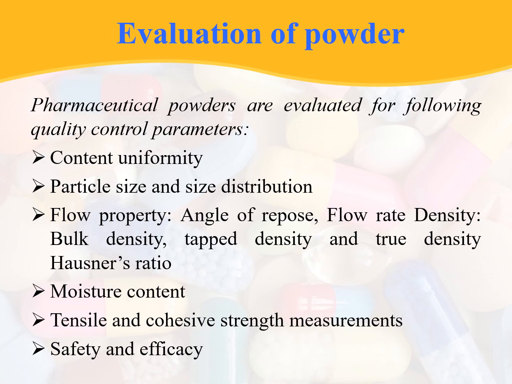Coming to evaluation of powders, pharmaceutical powders are evaluated for the following quality control parameters. The first one is content uniformity, particle size and size distribution, flow property, angle of repose, flow rate, density, bulk density, tapped density and true density, and Hausner's ratio. All these are employed to determine the flowability. Next is moisture content, tensile and cohesive strength measurements. Safety and efficacy of the powders are also evaluated.